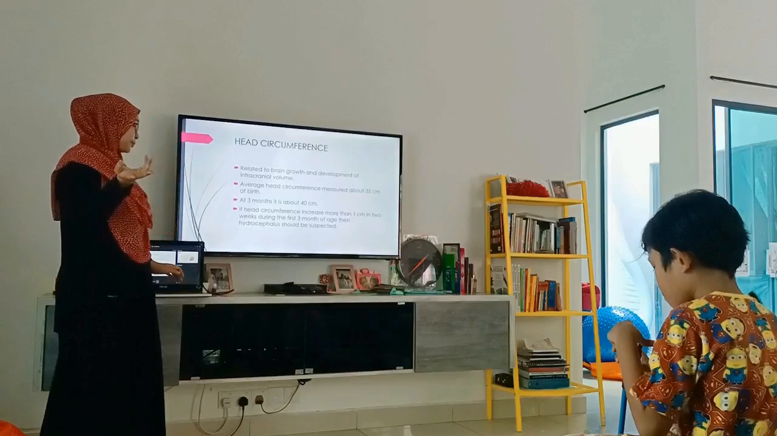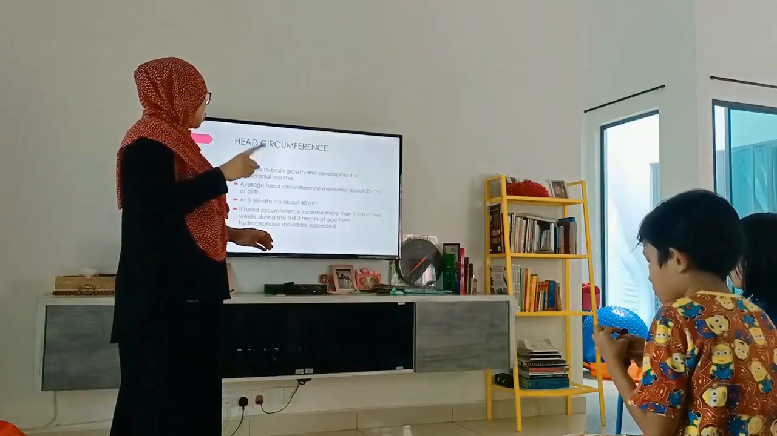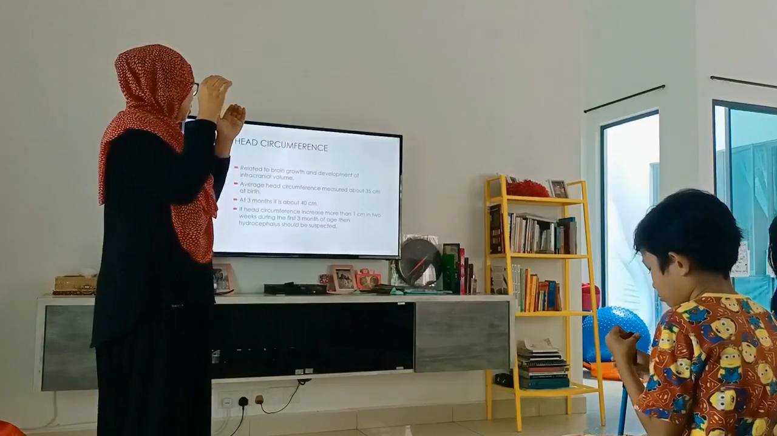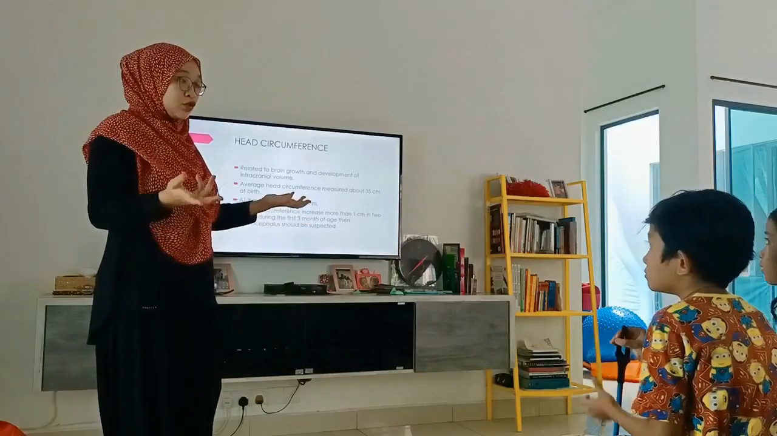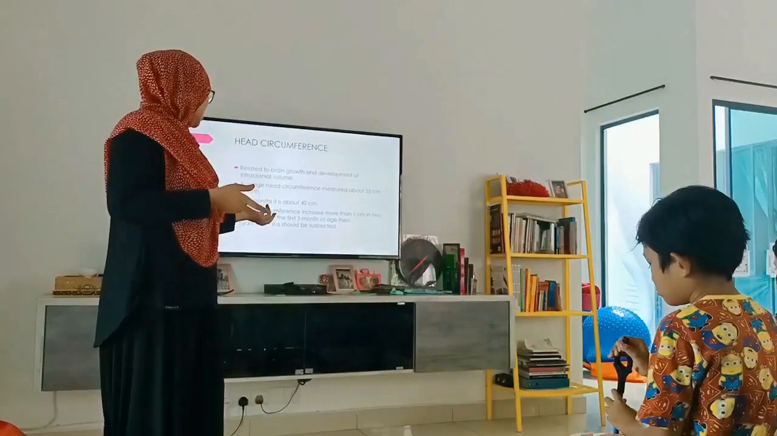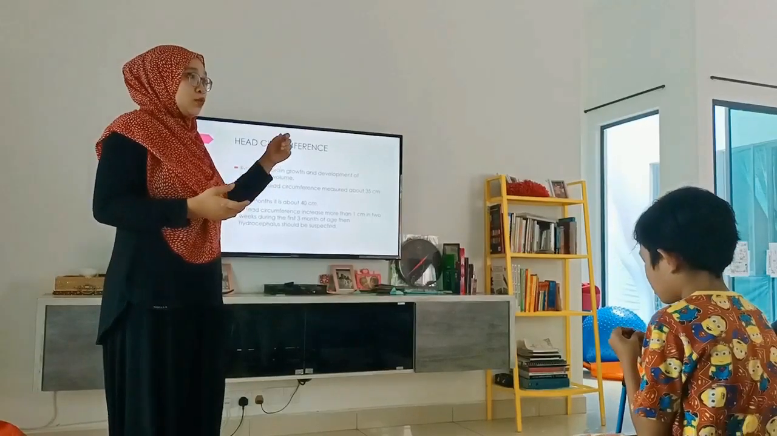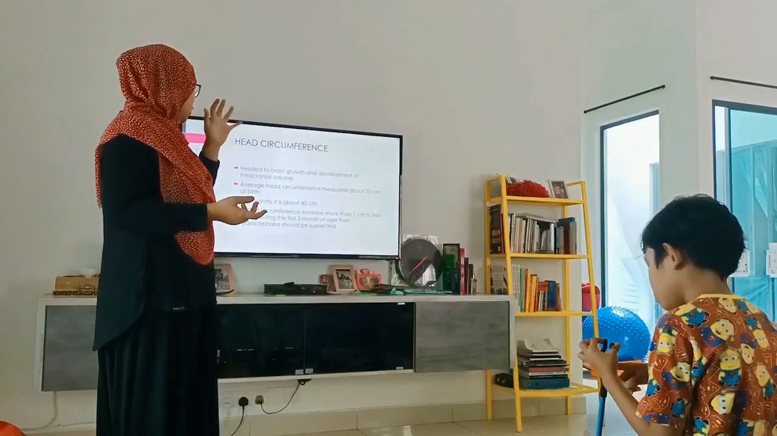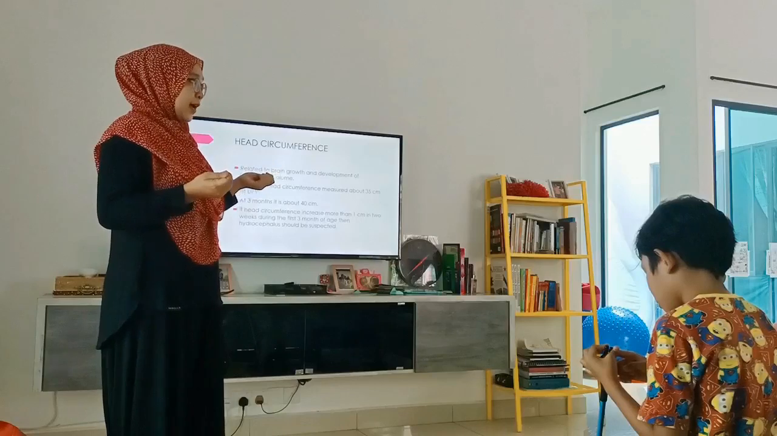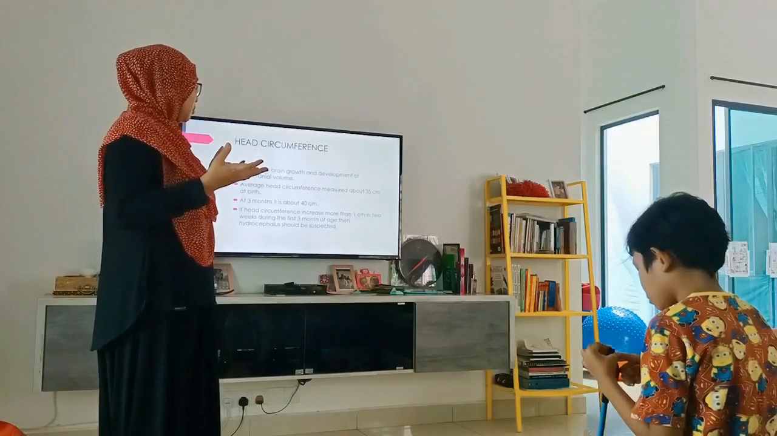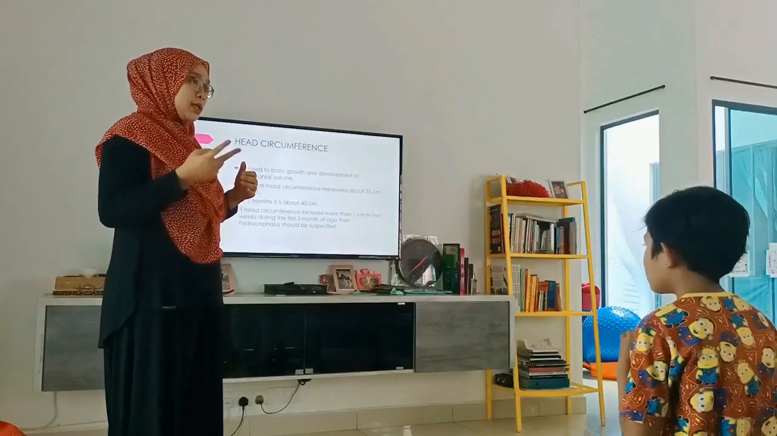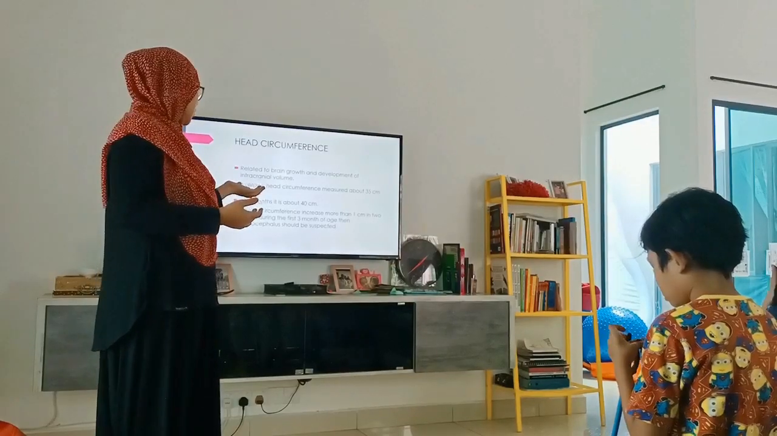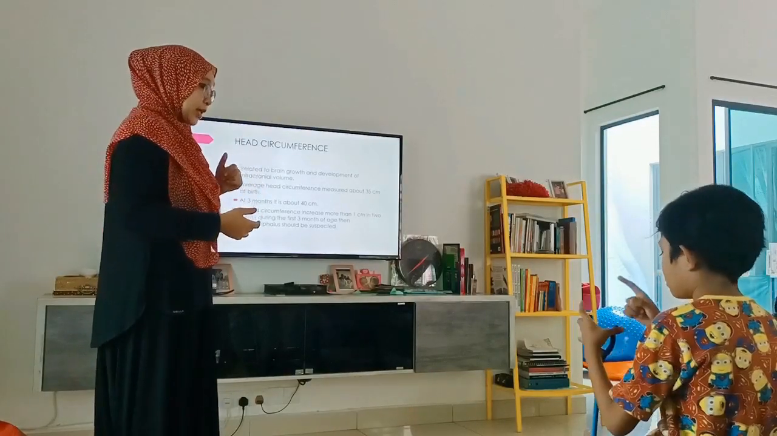How about head circumference? Head circumference is related to growth and development of intracranial volume. And average head circumference is usually about 35 centimeter at birth. When they grow up to 3 months old, it is about 40 centimeter. Okay. What if you measure and then you notice that the baby head circumference increased more than 1 cm just in 2 weeks? You need to notify the doctor or refer the baby to the doctor because it may indicate hydrocephalus.